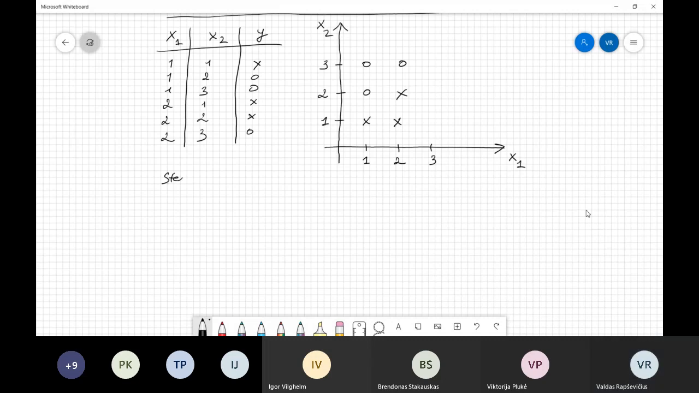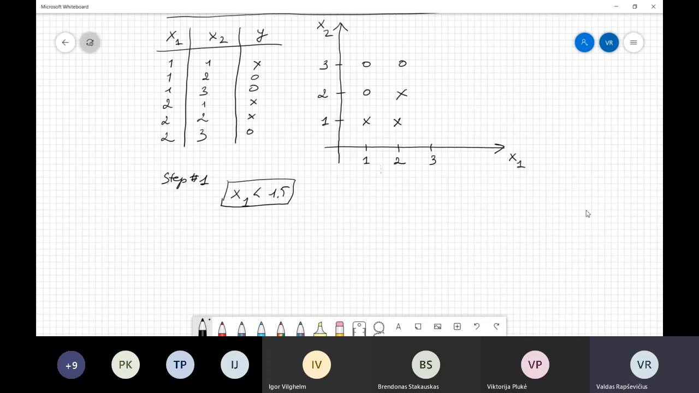So step number 1. Since these are continuous values, our first split will be on x1, the first feature, and we have the split in between. So let's make a condition: x1 is less than 1.5, right? This is the condition for splitting.